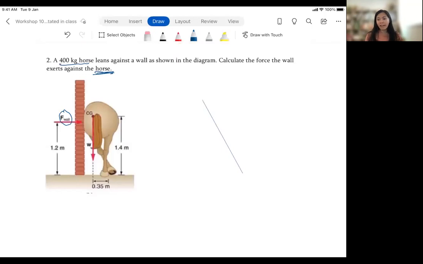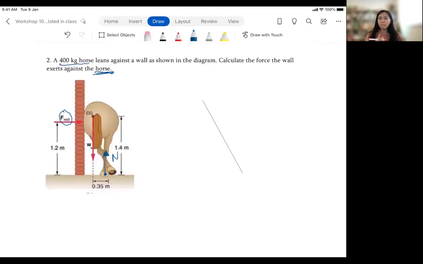You have the support force from the ground. So notice how the horse is standing on the ground. So there should also be a normal force. And normal force is always directed upwards, perpendicular to the ground or the support, which is the ground.